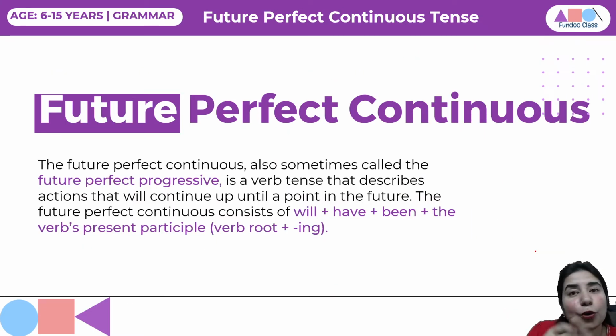So let's see, where do we use future perfect continuous tense? When we talk about future perfect continuous tense, first let's know the formula. It would be having will plus have plus been plus verb first form plus ing, right? So this is the formula. We will talk about the usage, but I'll give you 30 seconds to write this formula, and then we'll talk about where do we use it.